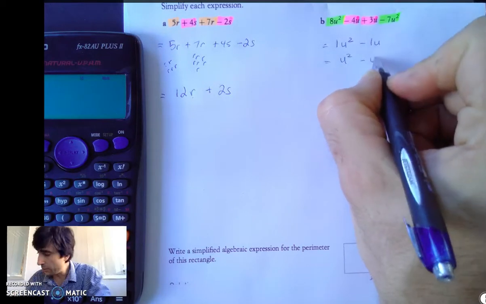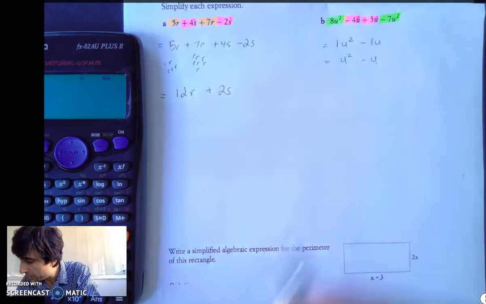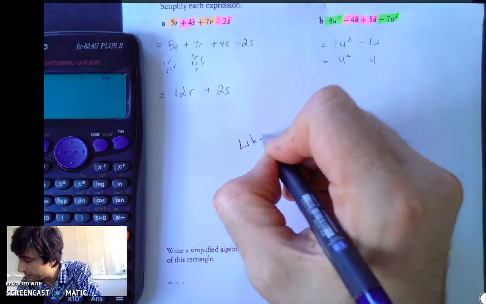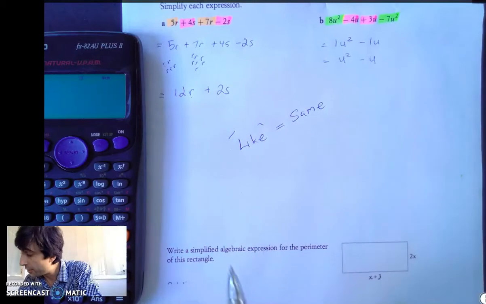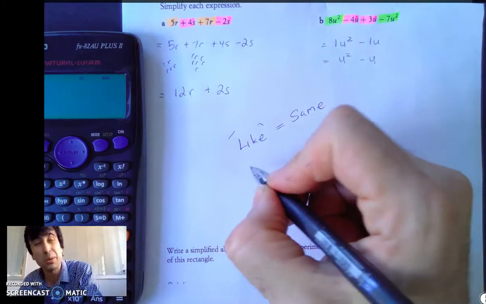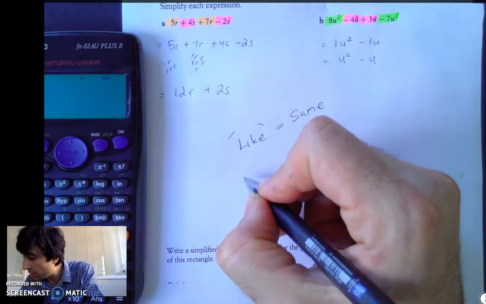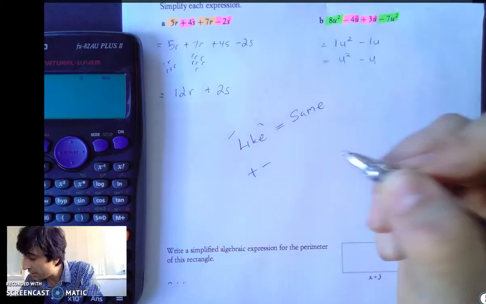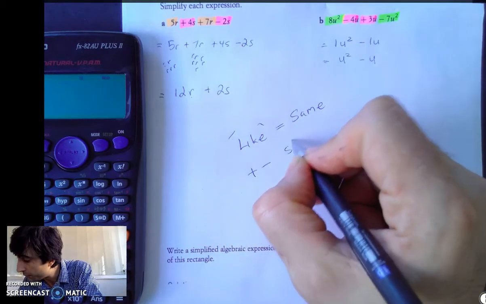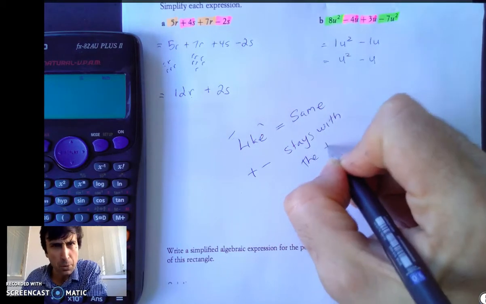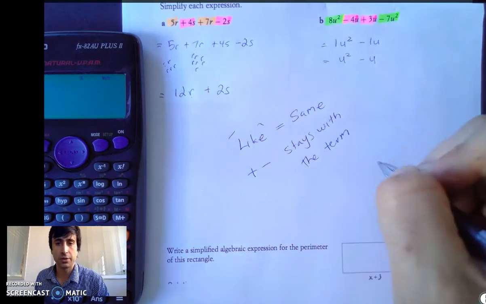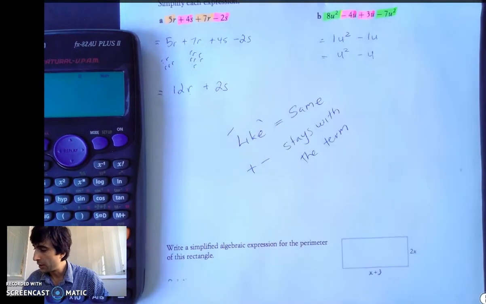So what have we learned here? We've learned like terms, which are the same. And we've learnt that the sign, the plus or the minus in the front, stays with the term. Boom. And now let's take it up a notch. So here we go.